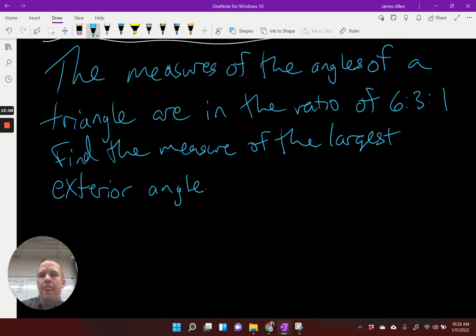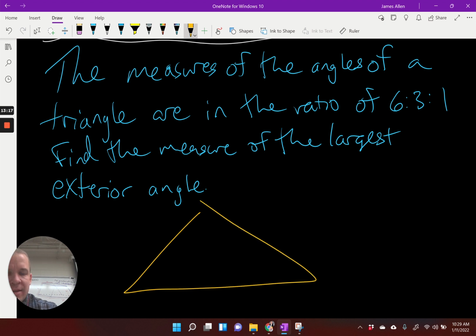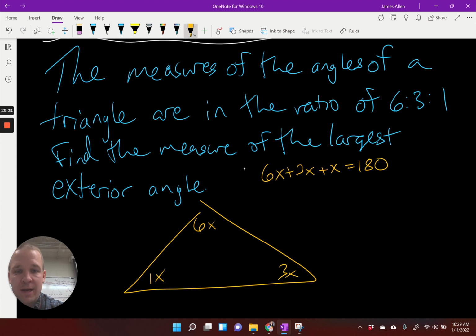I'll pause. All right, the measures of the angles of a triangle are in the ratio of 6 to 3 to 1. Find the measure of the largest exterior angle. Okay, so if I've got a triangle and the angles are 6x, 3x, and 1x, that's what that's saying there. How many degrees are in a triangle? 180. Thought you'd never respond to me, but I appreciate you for responding. All right, so that all adds up to 180. So I got 10x equals 180. Oh, how wonderful, easy to divide. I planned that. So I get x equals 18.